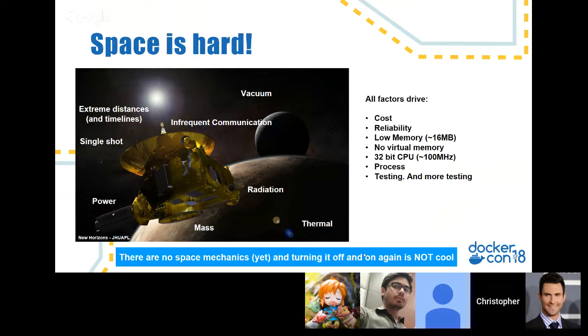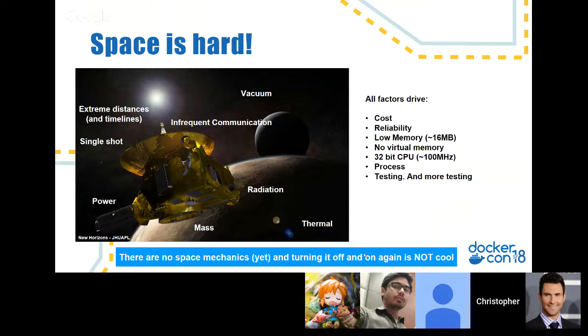Your processing is super low memory. You have a really small CPU, really low processing power. And the big thing that you have to get right is you have to get everything right the first time. So we test everything an enormous amount. So the big thing that Docker really bought us is this automated testing and this parallelized testing suite.